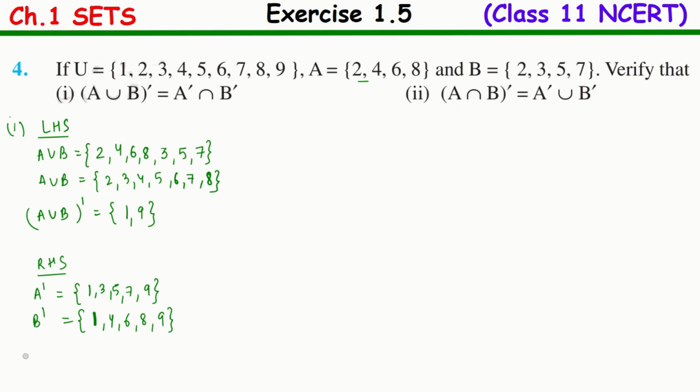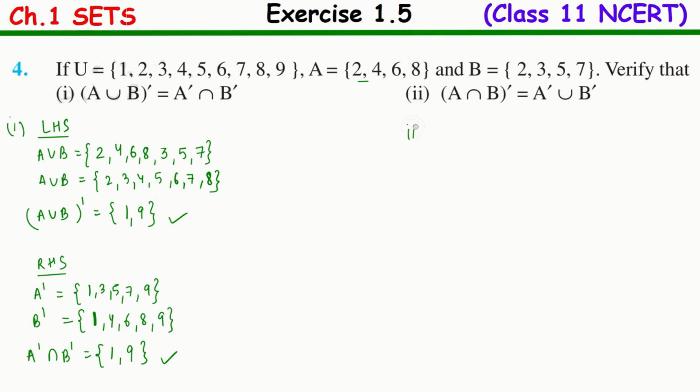Now we have to take its intersection. A complement intersection with B complement. Whatever is common in these two sets, the common things are 1 and 9. So as left hand side is equal to right hand side, so first one is proved.